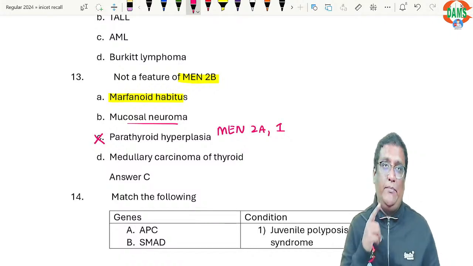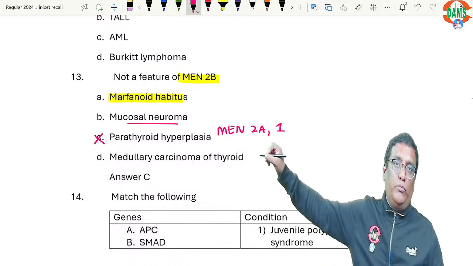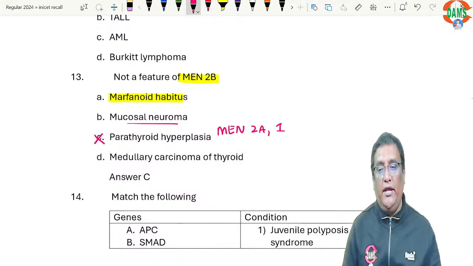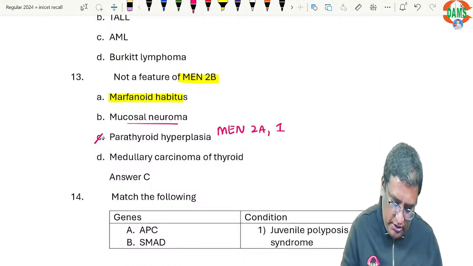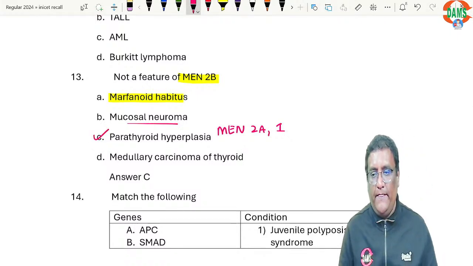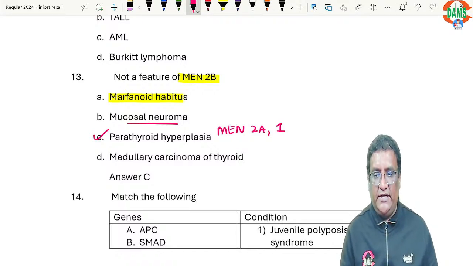Medullary carcinoma can be seen. In MEN 2A also you can still see medullary carcinoma, right? So the answer is the option, not seen. Sorry, yes, not seen, that is the correct answer.